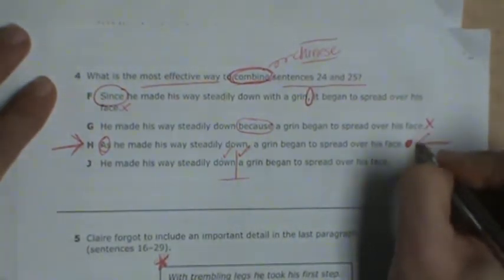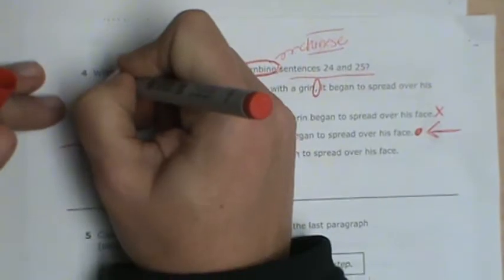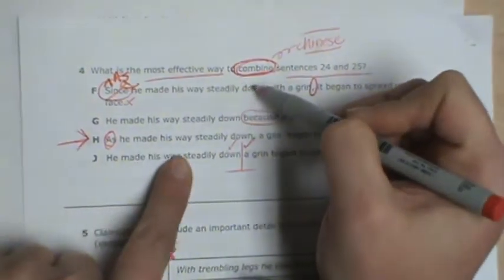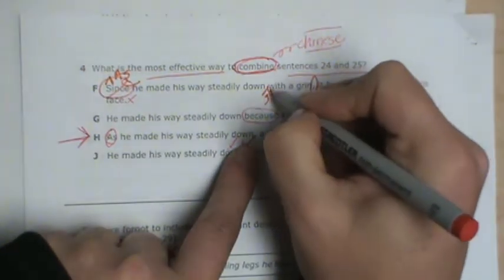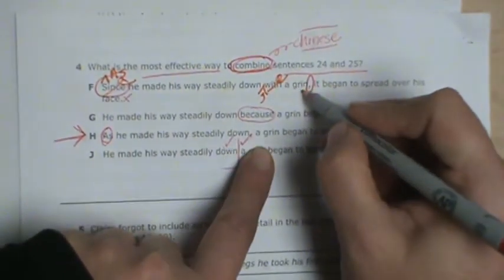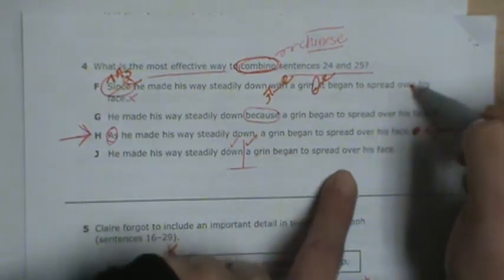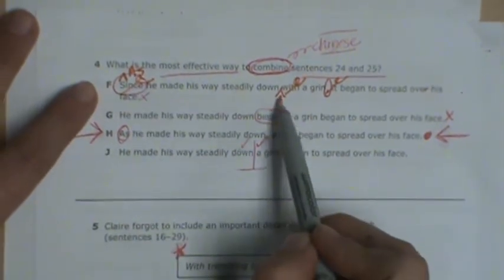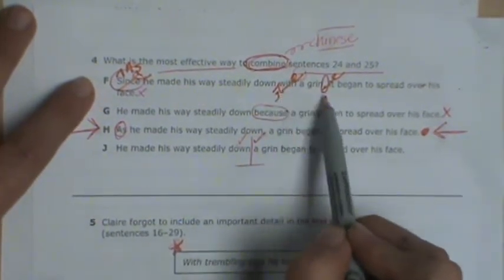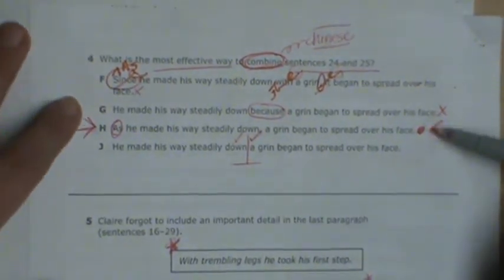So what we're going to do is we're going to draw attention to H, and we're going to make all our other answer choices look just like that. So instead of since, we're going to change it to say as. So we're going to bloop out since, put a caret, and add as. As he made his way steadily down, comma, you don't need with, a grin, bloop out the comma and the it, a grin began to spread over his face. So by matching it up, by adding the awubis word as, by inserting a comma and blooping out with and blooping out the comma and it would make F look just like H.